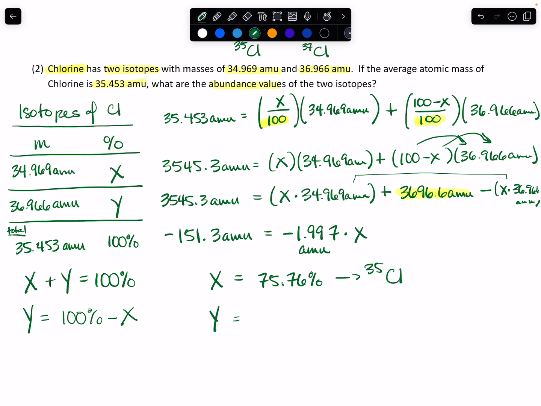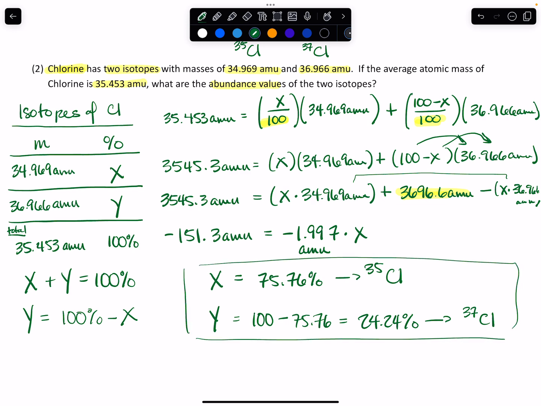And Y is equal to 100 minus 75.76, so that equals 24.24%. And that is the abundance of chlorine-37. So you can see that we can also determine the abundance values for two isotopes. If we have more than two, then we need to know what the value is for at least one of them. And if that's the case, then instead of 100%, we would take what percentage is left after we remove that one abundance value we know and then set our formulas up.